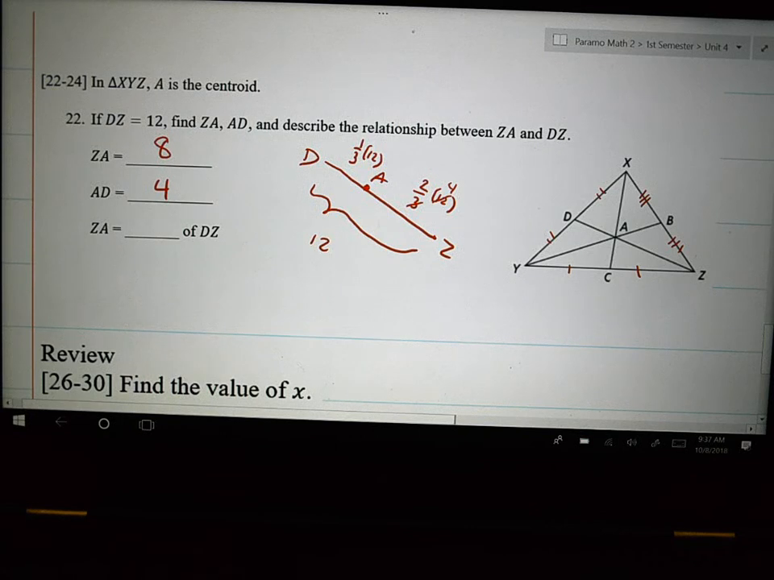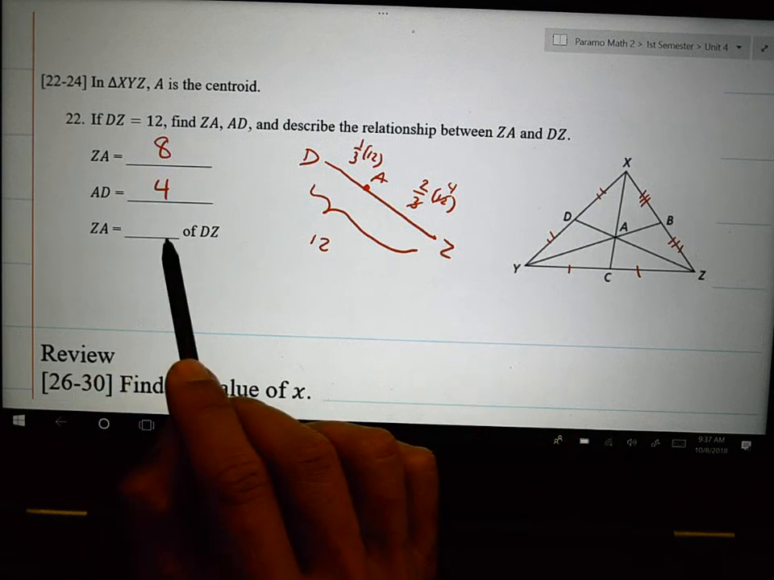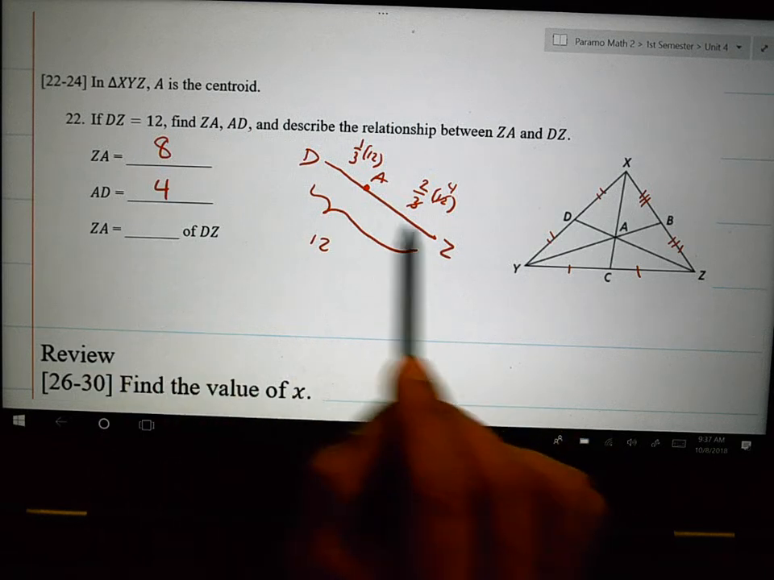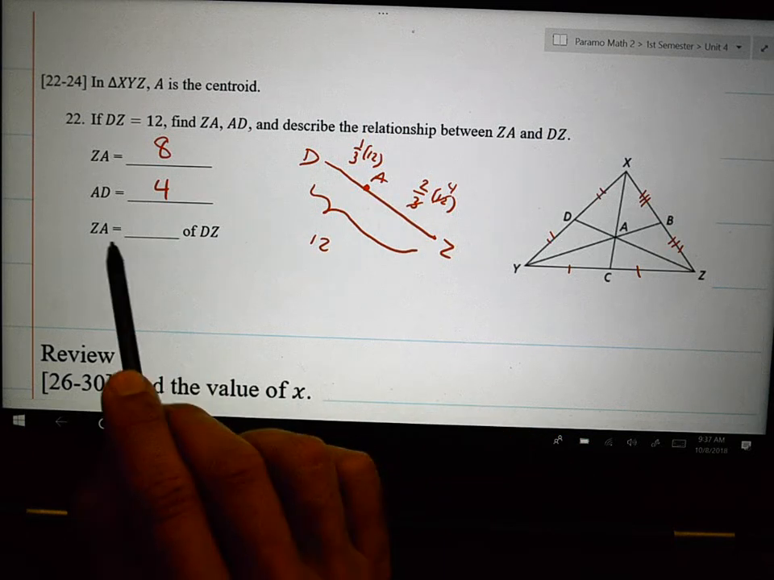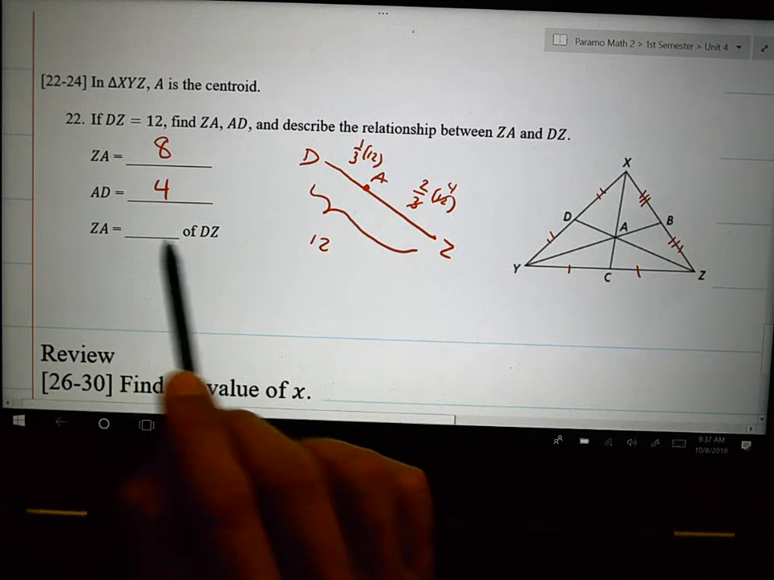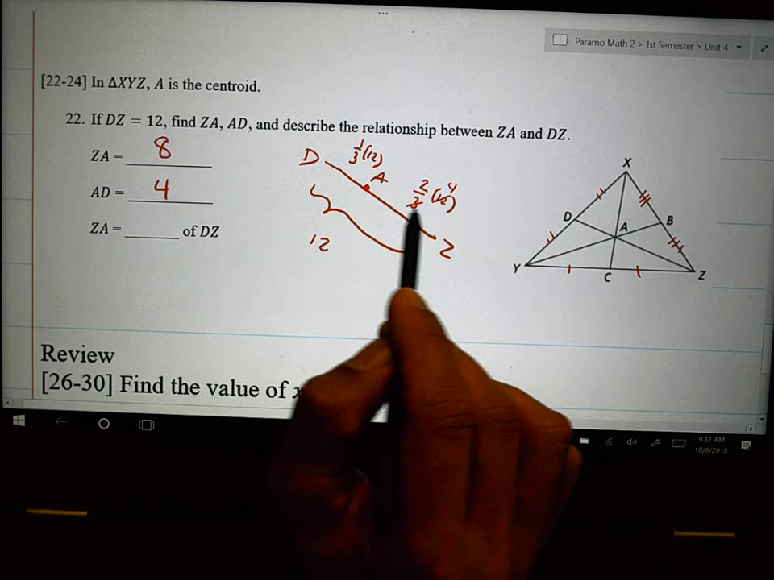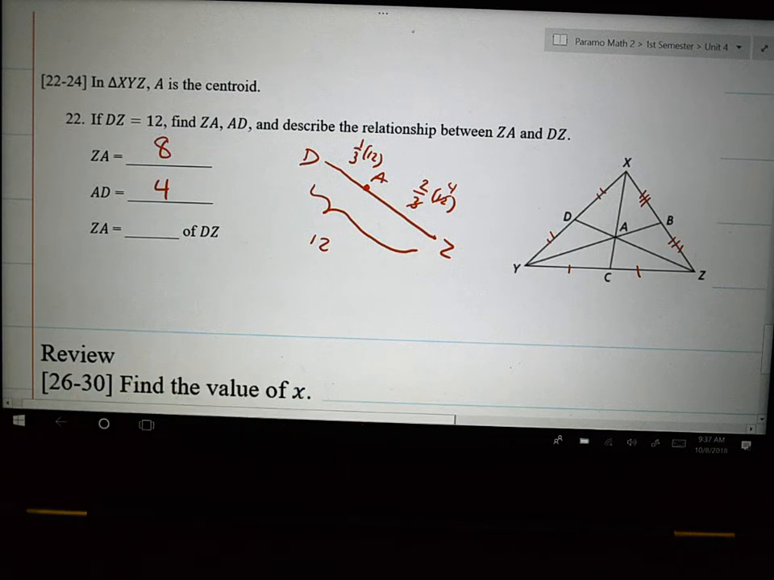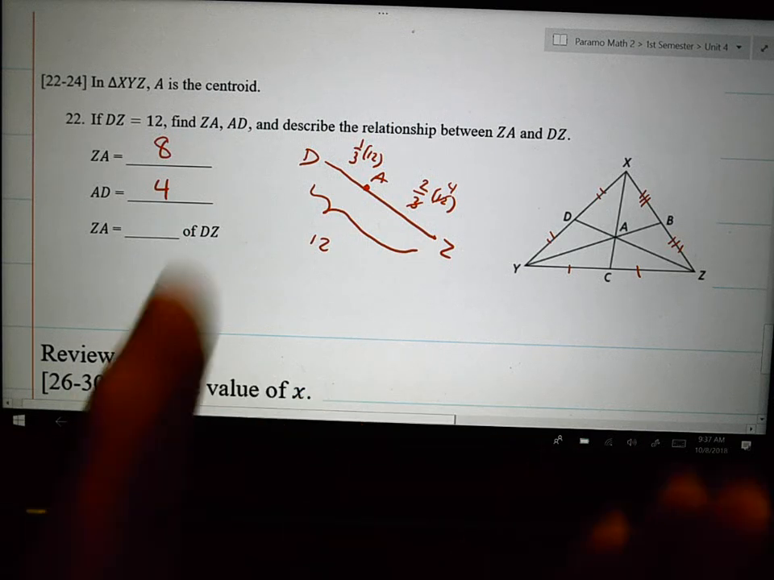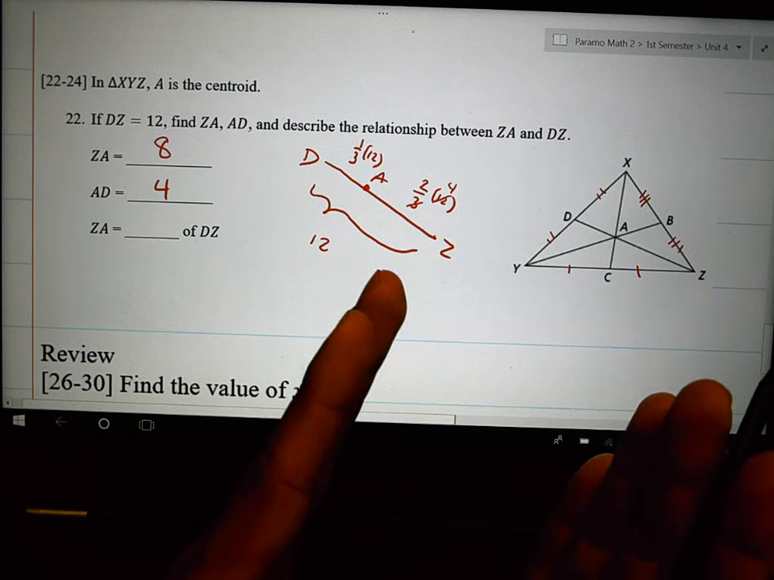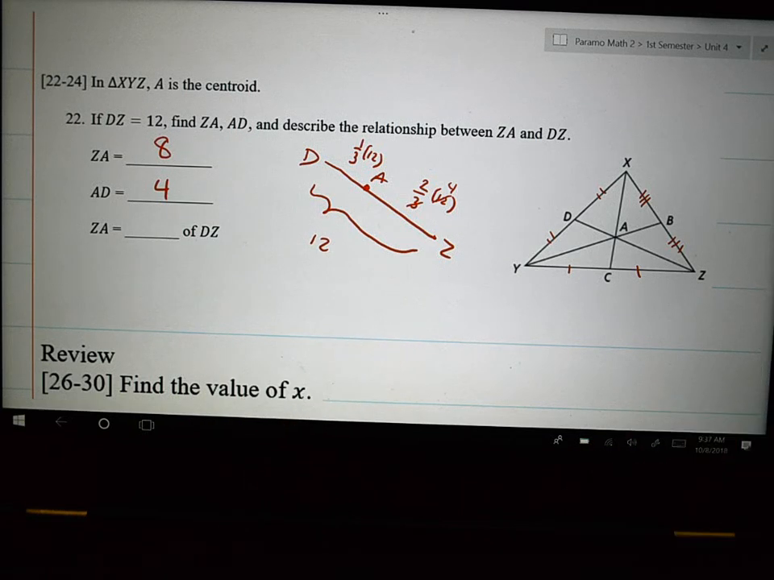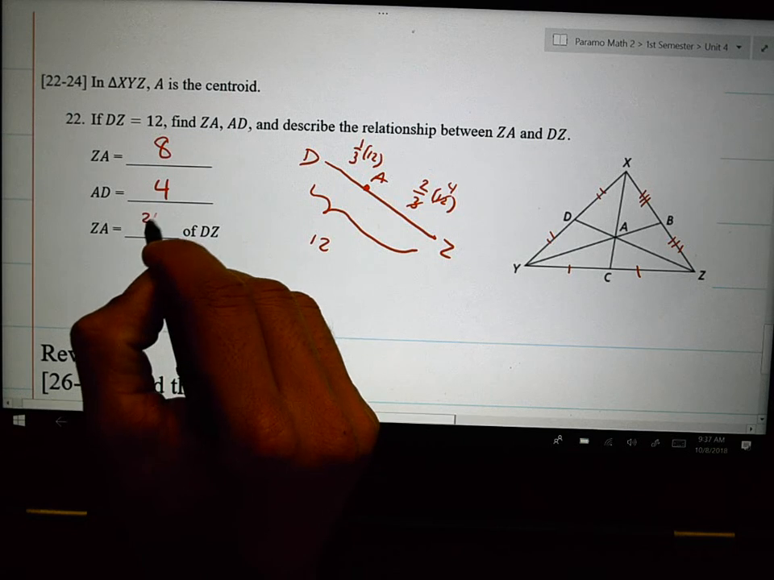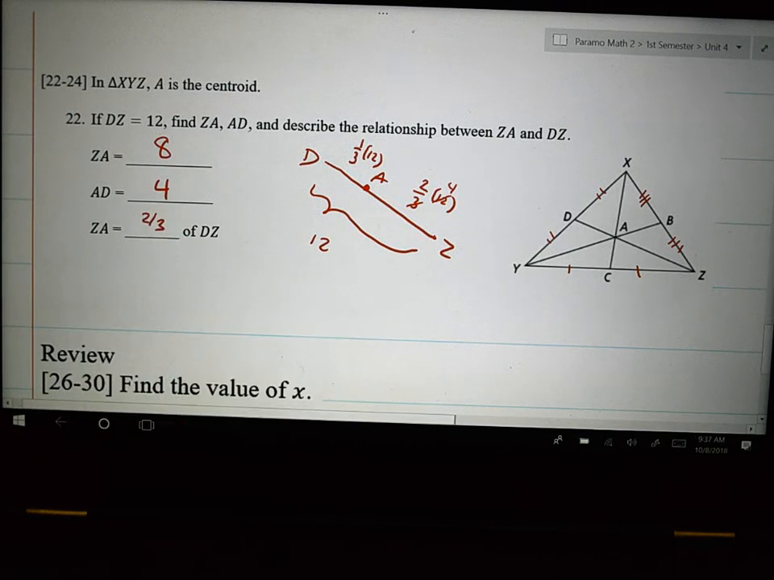What are they asking? ZA is blank of DZ. How much of ZA is blank of DZ? What could I do to multiply DZ to make these two things equal to each other? ZA is how much of DZ? I hope you see it's 2/3 of DZ. 1/3 to 2/3.